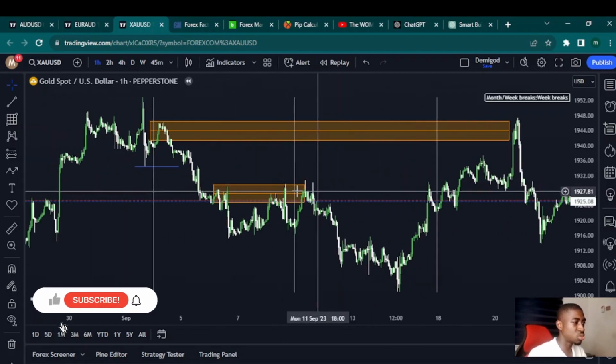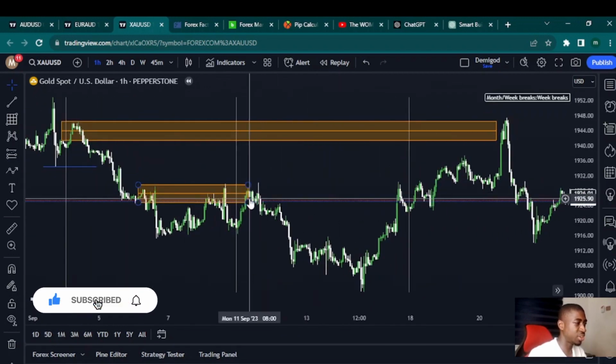So for you to be able to use this strategy effectively, you have to know candlestick patterns at your fingertips, right?